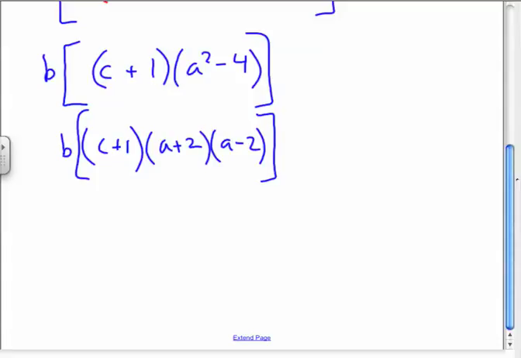I can actually drop those brackets now and just say B times C plus 1 times A plus 2 times A minus 2. I can't factor any of those things. They're prime. I've factored them as much as I can.